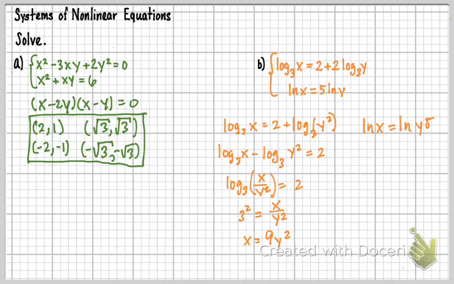Now we can handle this a little differently here. I can take both sides and plug them into my e to the x. So this is going to be e to the ln of x and e to the ln of y to the 5th. And then from here, what we can do here is those cross out, and I get x equals y to the 5th. So there's my other equation.